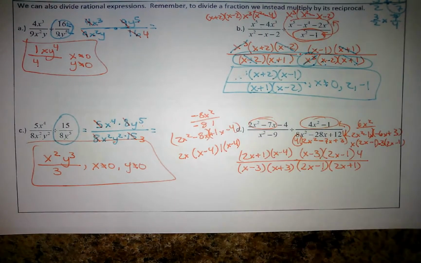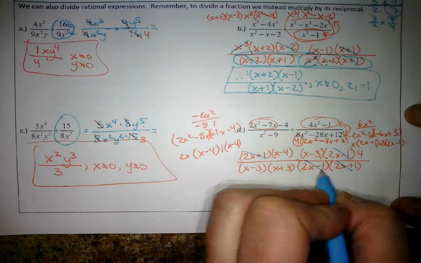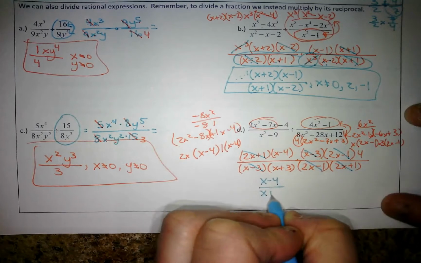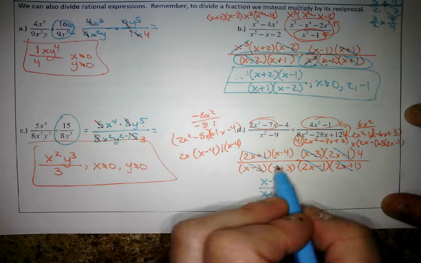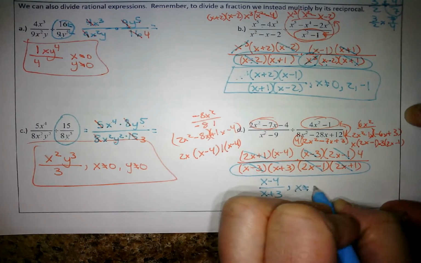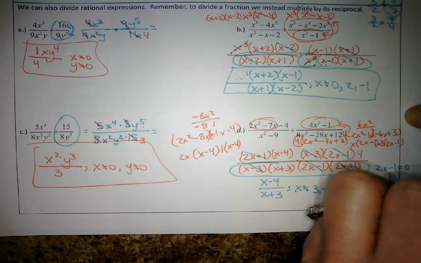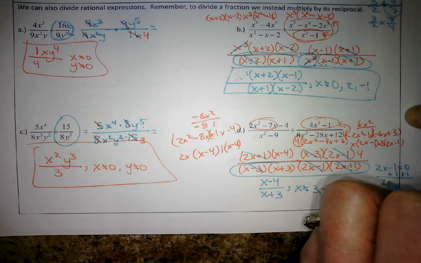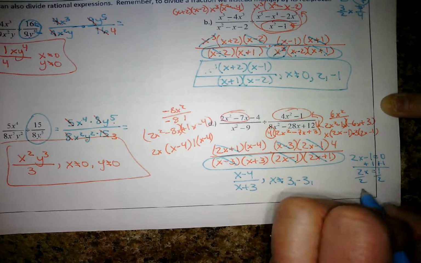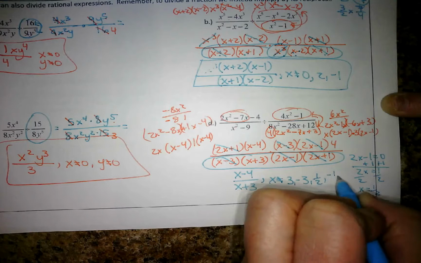Alright, so now let's start canceling things. So 2x plus 1, 2x minus 1, x minus 3, and we're left with x minus 4 over x plus 3. But remember, we have to set all of these equal to 0 and solve. So x cannot equal 3, negative 3. If I set this 2x minus 1 equal to 0, I'm going to add to both sides first. And I get 2x equals 1, and then I'm going to divide by 2. And I get x equals 1/2. And the same with the other one, but I'll get negative 1/2. Okay, so as you start doing these more and more, you'll get really good at this.